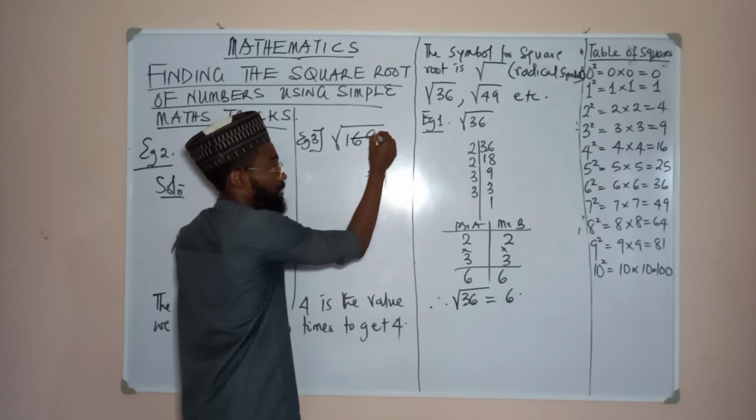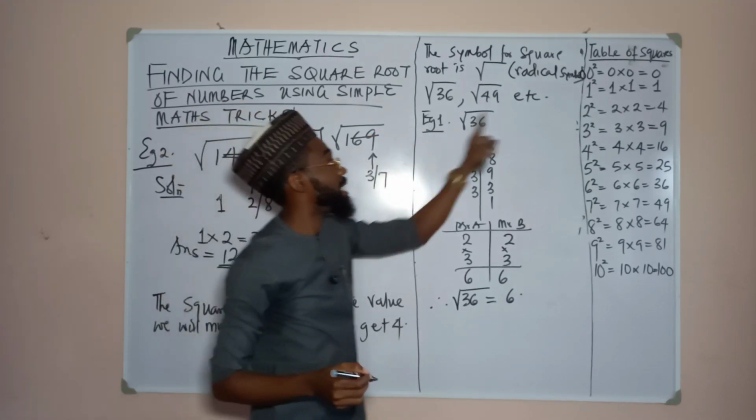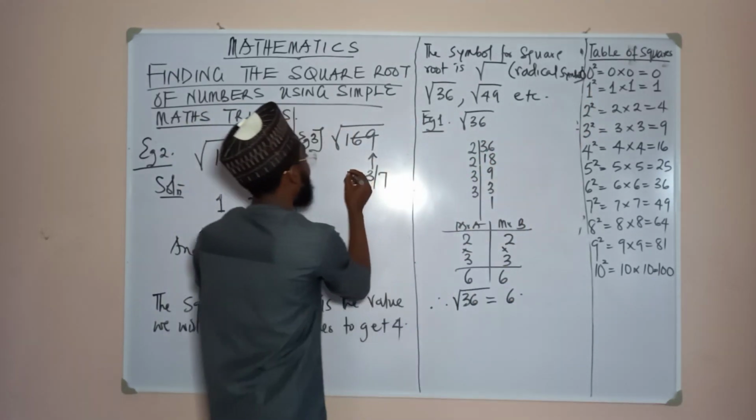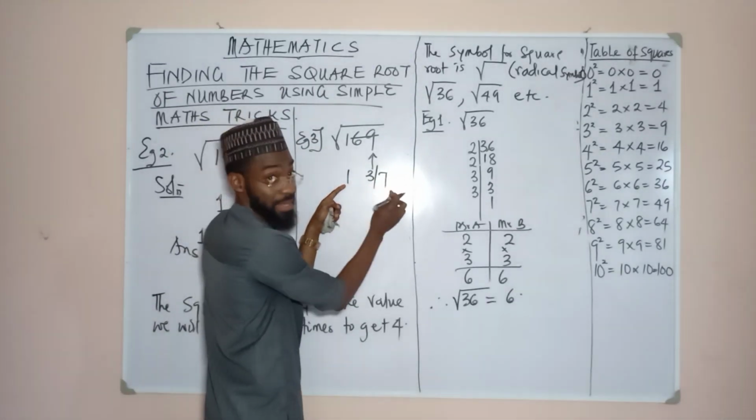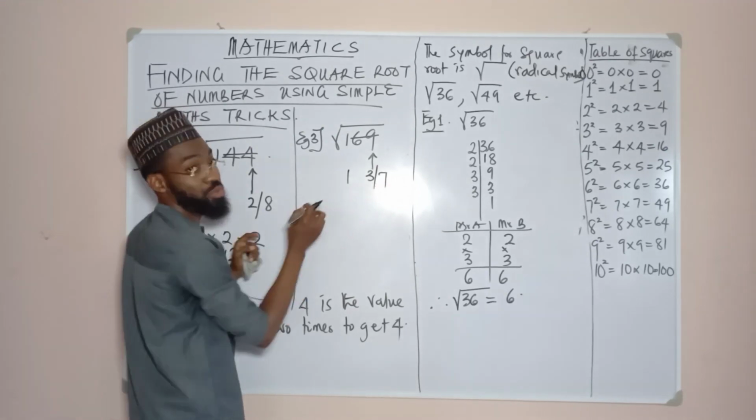Cancel the last 2 digits. And then look for 1 here. I can see 1 there. What this means is that my answer is going to be either 13 or 17. How do I know which one to pick?